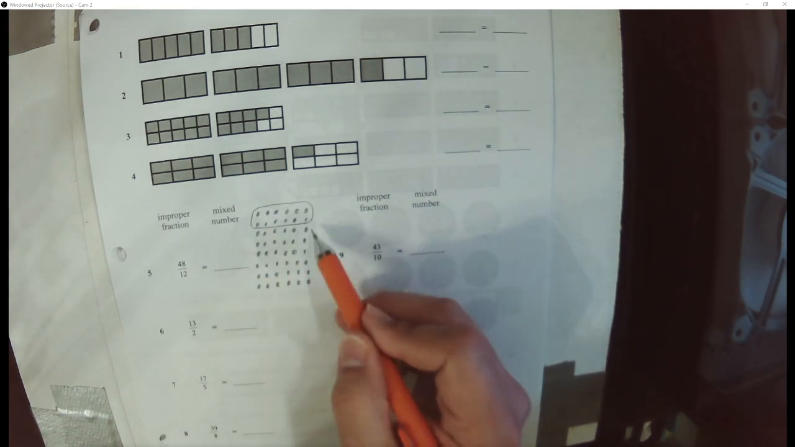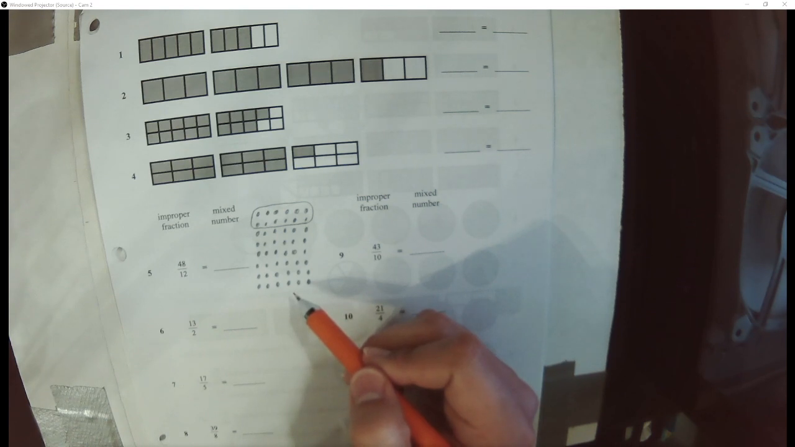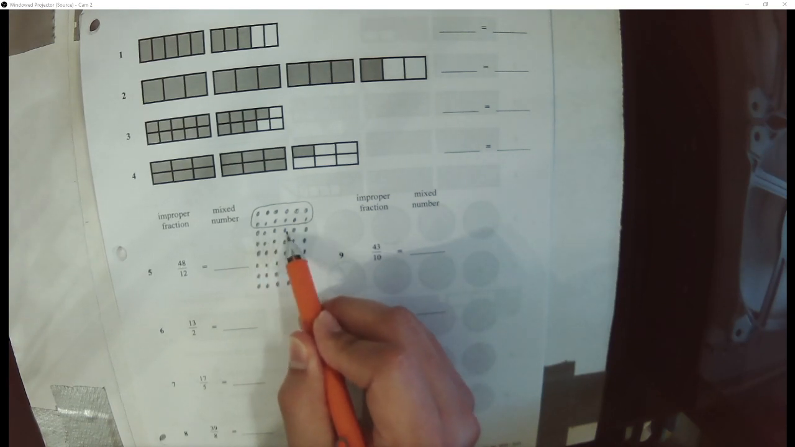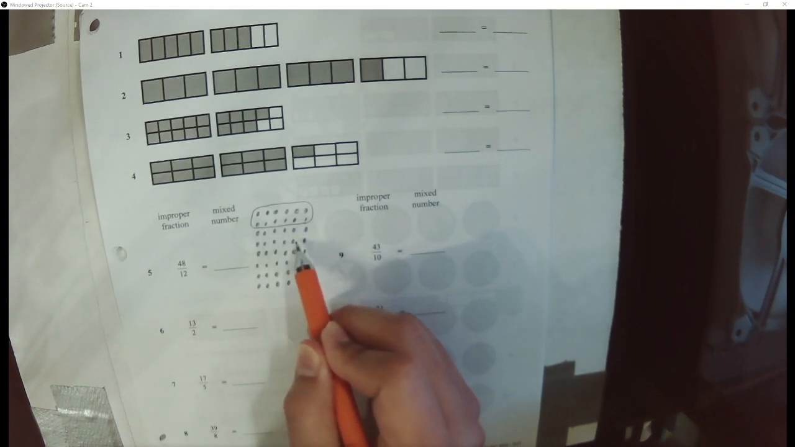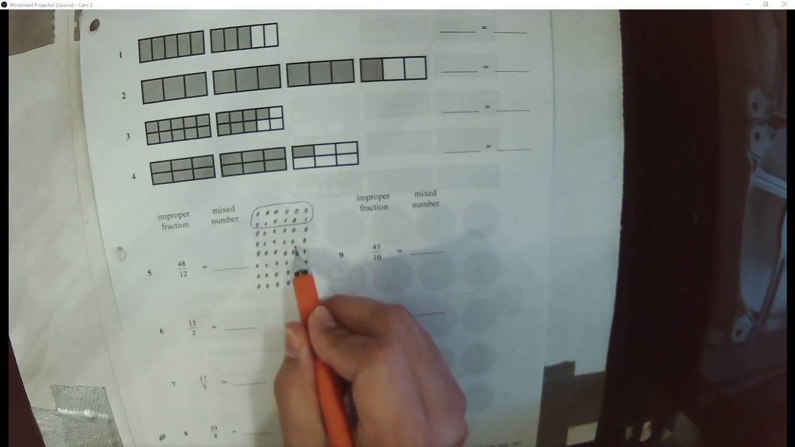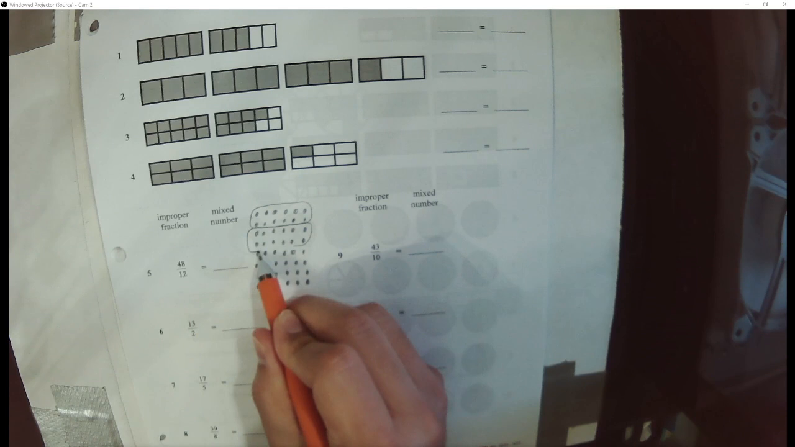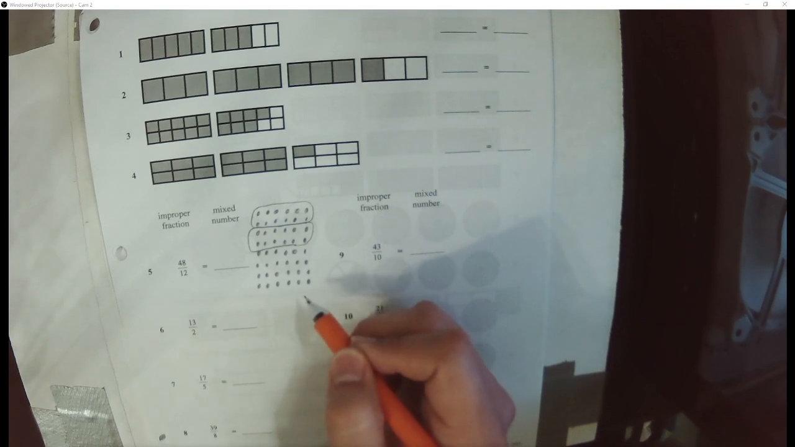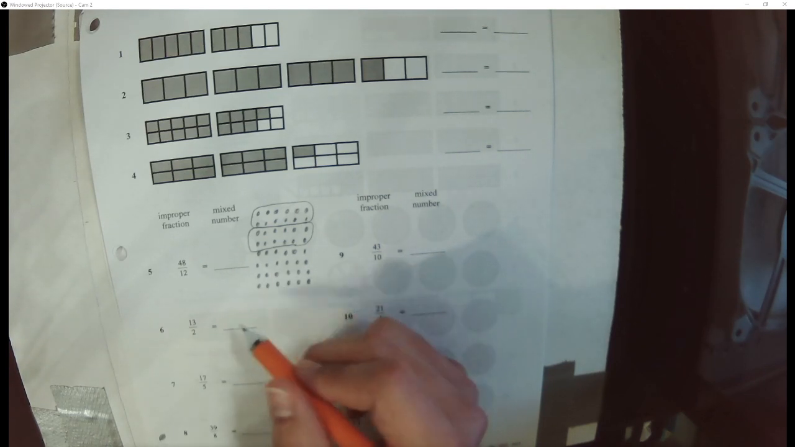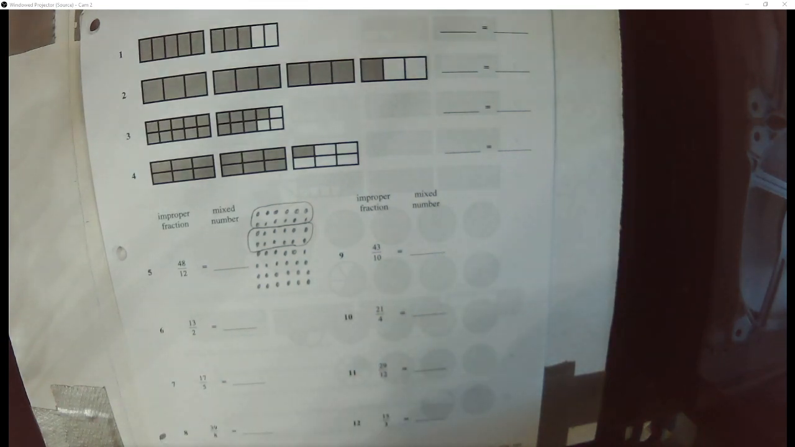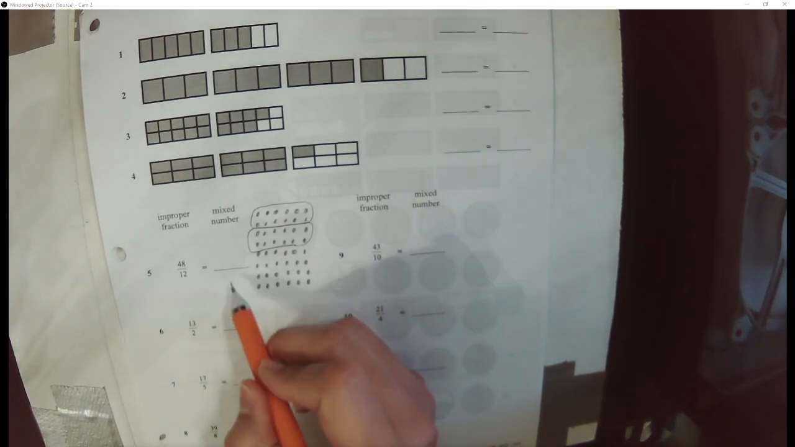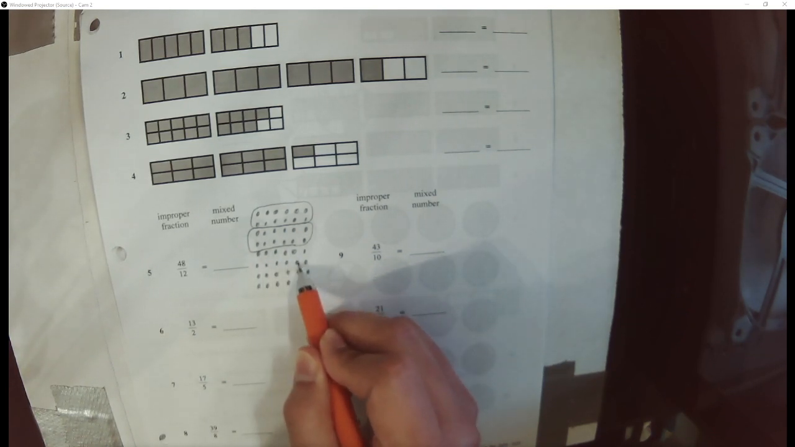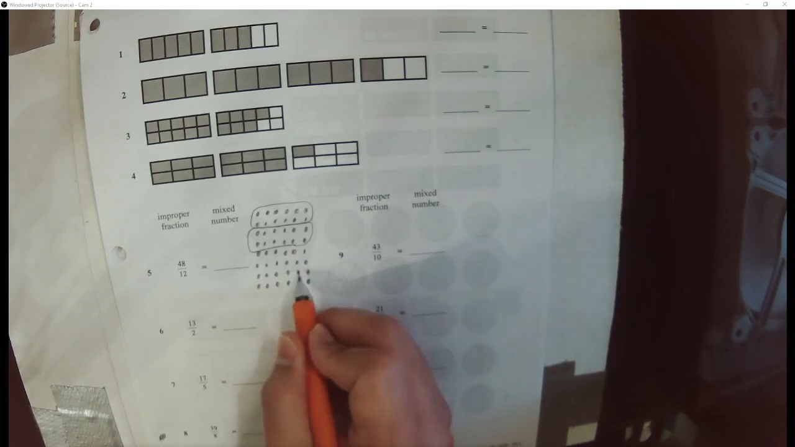I can see I still have a lot of dots left. I'm going to see if I can make another group of 12. 1, 2, 3, 4, 5, 6, 7, 8, 9, 10, 11, 12. Okay, there's a second group. I can see I still have a lot of dots left here. So I'm going to try to make another group. Violet, make sure you're following along in your paper, okay? 1 through 12. Got another group.